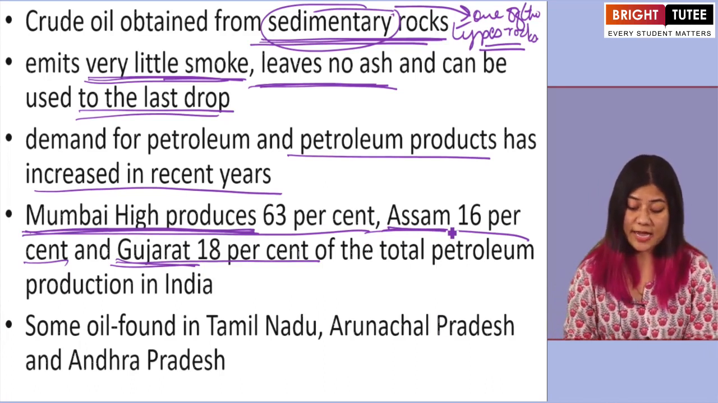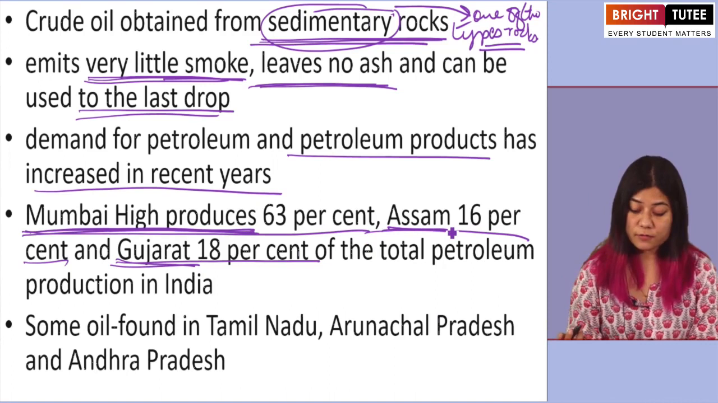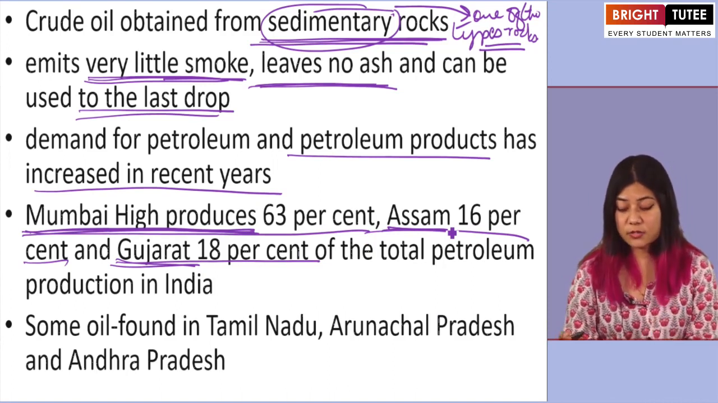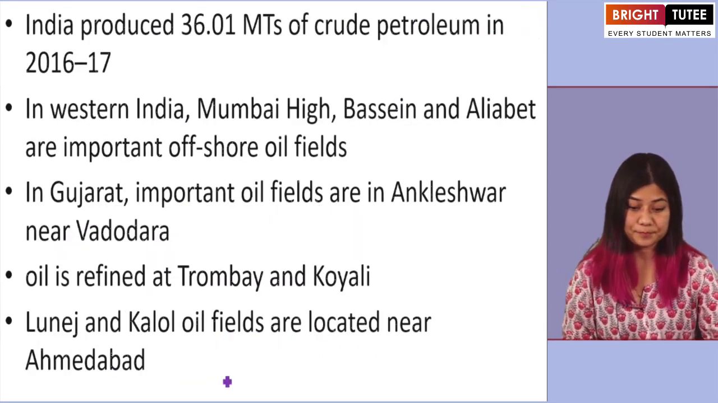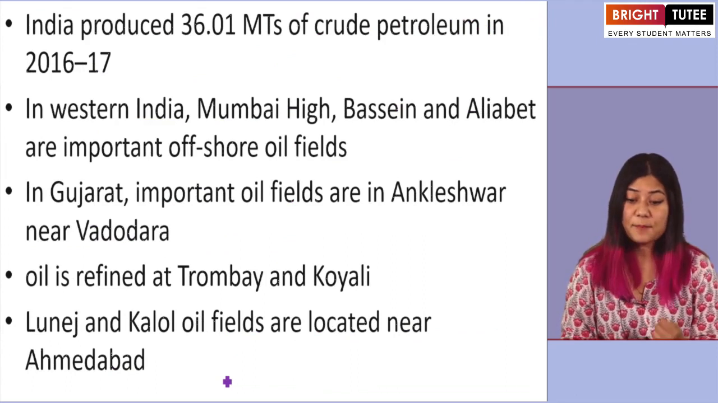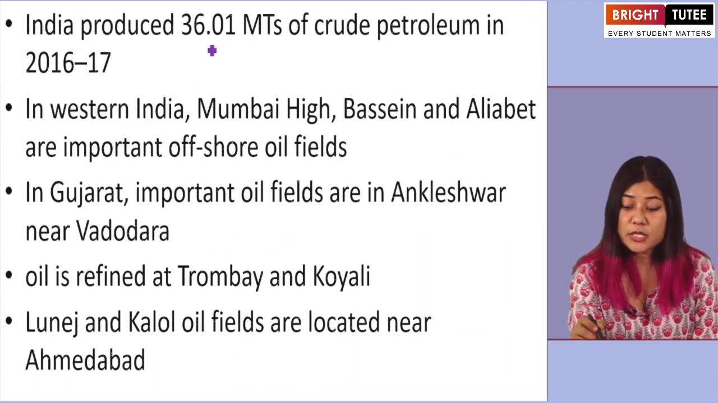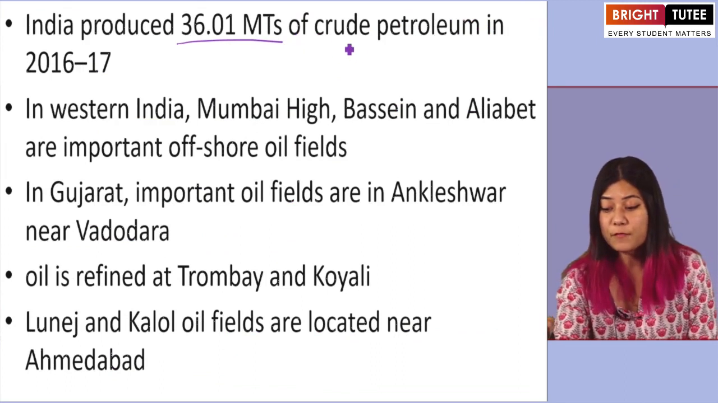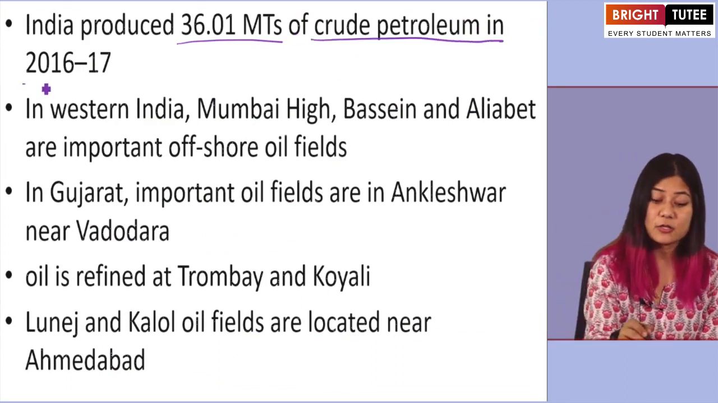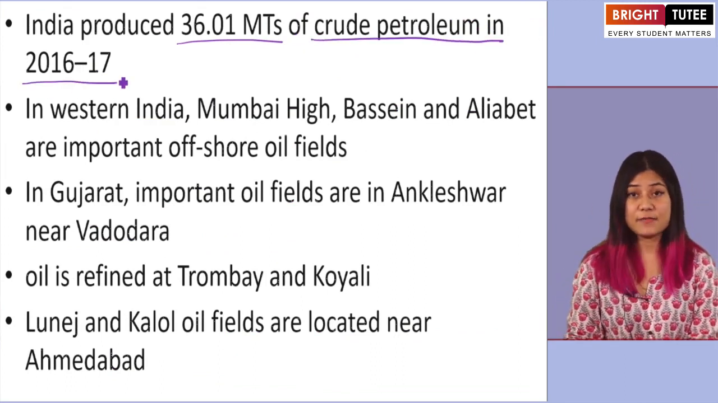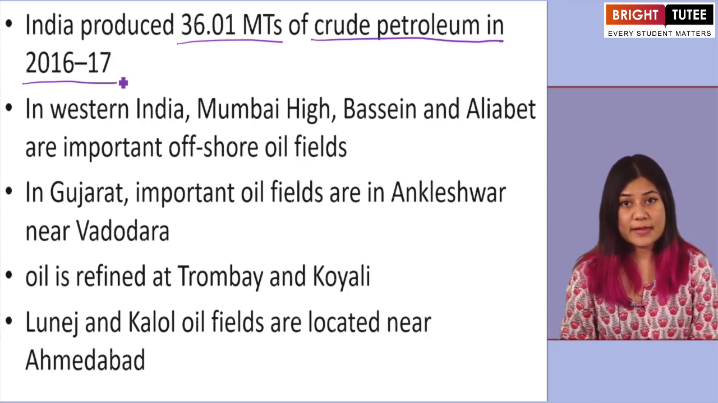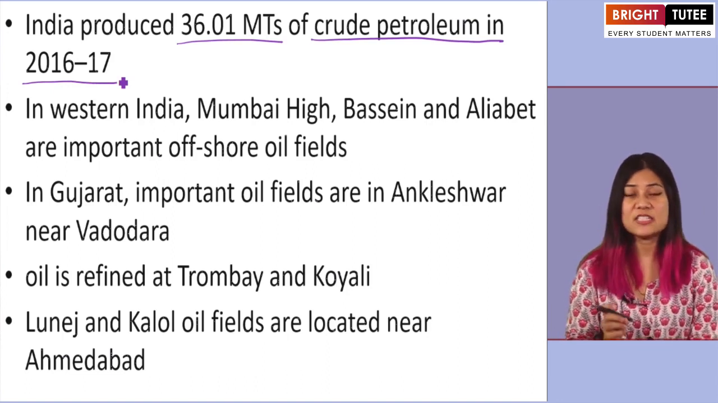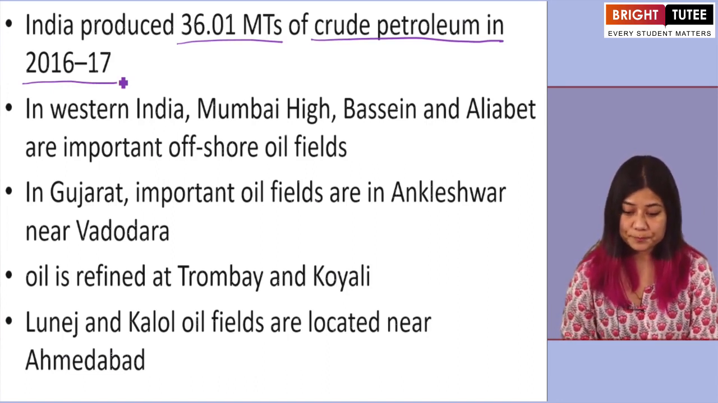Apart from these three areas, some crude oil is also found in the states of Tamil Nadu, Arunachal Pradesh and Andhra Pradesh. India produced 36.01 million tons of crude petroleum in 2016-17. So the amount of crude oil produced by India is huge because its demand is huge.